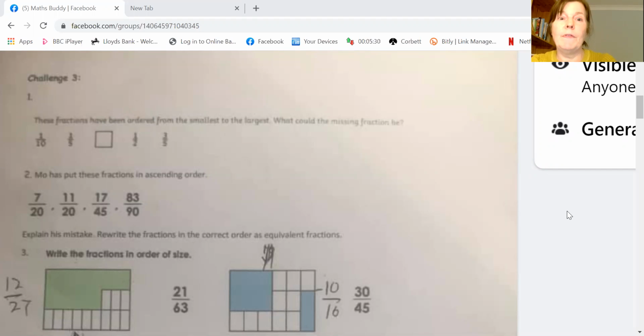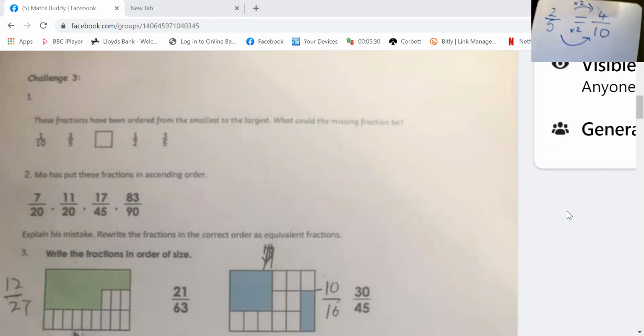So question 1, these fractions have been ordered from the smallest to the largest. What could the missing fraction be? So what we have to do here is change all these to equivalent fractions, which means changing each fraction to one of the equivalent value so that all the fractions have the same denominator. I would just pick the tenths here as the denominator of choice. I don't want currently to go into the method for knowing which denominator. If you don't know, that's probably another video. So I've just done one here.